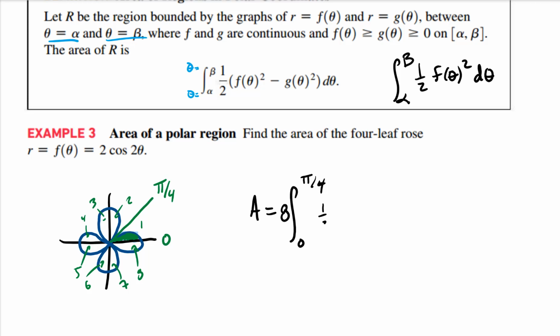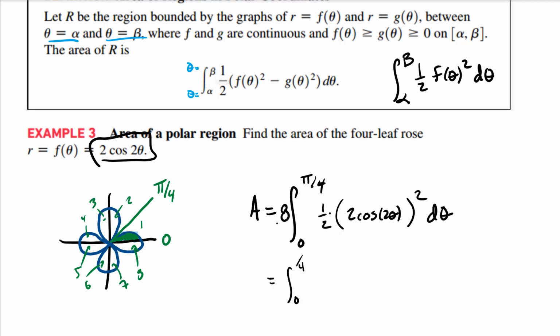And now we can say 1/2 our function squared. There's our function, 2 cosine of 2 theta d theta. So let's put that 1/2 and that 8 together. 0 to pi over 4. And there's our 4. And then we have, what is that? 4 cosine squared of 2 theta d theta.